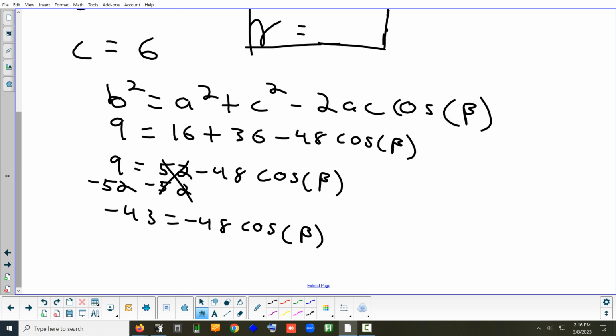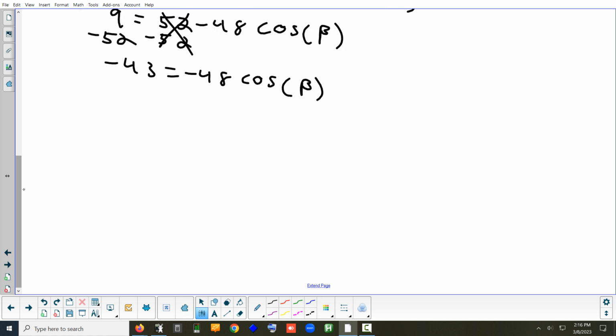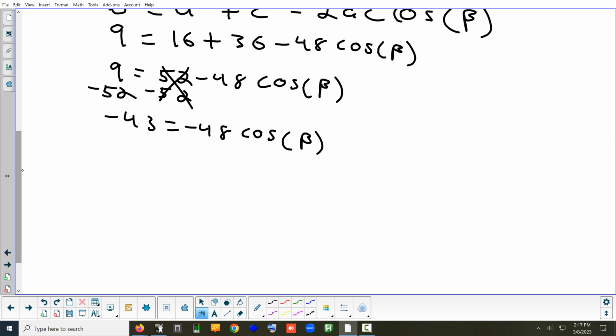Gavin, what would be my next step? Would you get rid of the negatives? Okay, we can cross the negatives out because we have a negative on each side, so that's fine. And then what would you do? Divide. By? 48 cosine. We can't divide by a word. Okay. Then only divide by numbers and variables. So what did you say divide by? 43.